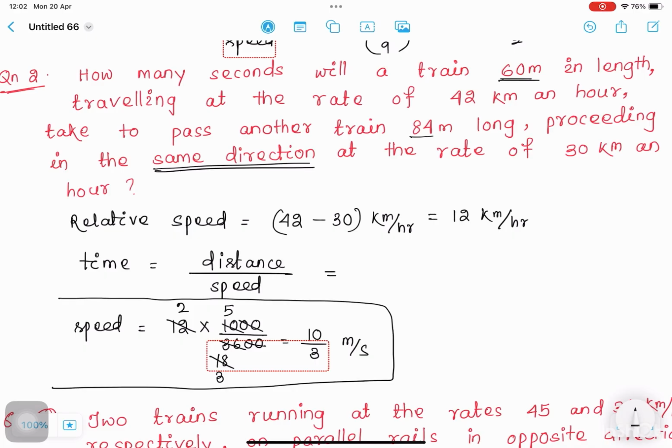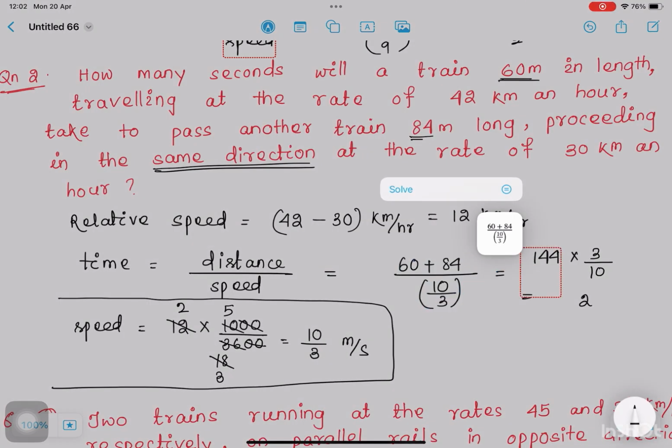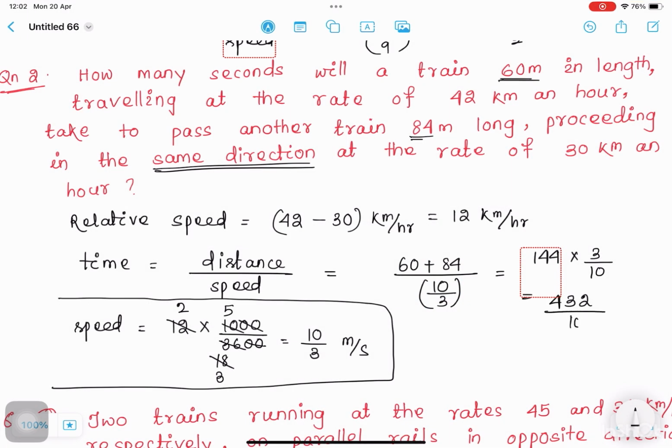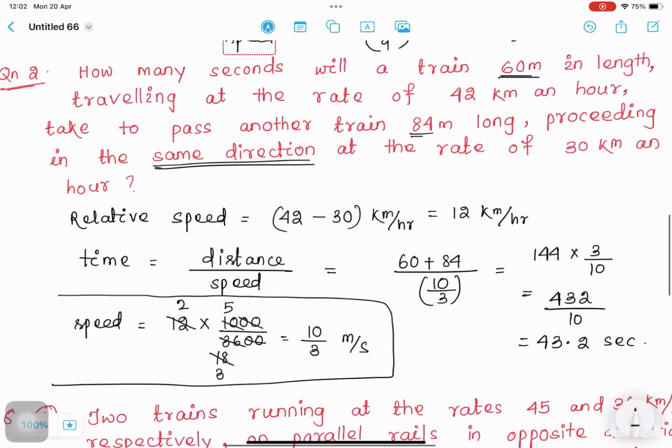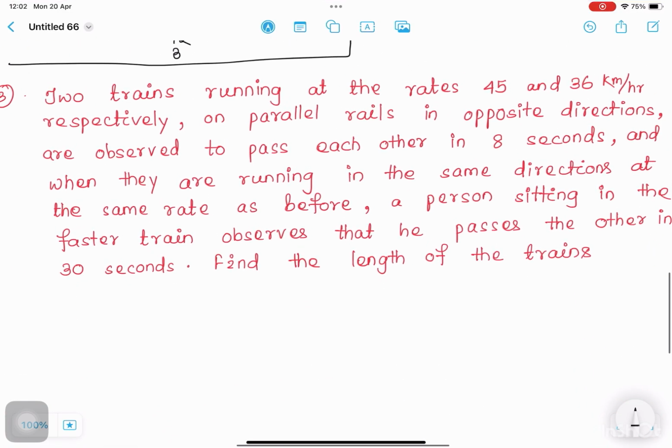Okay. So now we have to take the distance. First train is 60 meter. Second one is 84. So 60 plus 84, that is 144, divided by 10 by 3. So 3 by 10. So it will be 144 into 3 is 432 by 10, that is 43.2 seconds. So it will take 43.2 seconds to cross each other when they are in the same direction. So you have to remember, same direction means relative speed, that is the subtraction. Opposite direction, it will be addition.